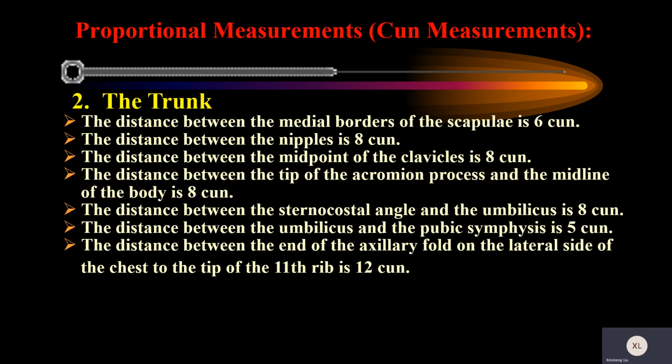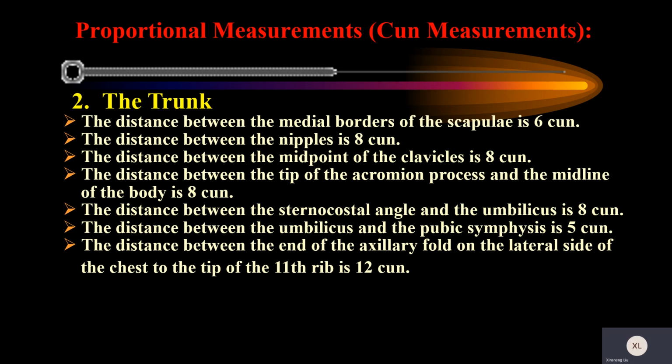Next is the trunk. The trunk has many cun measurements. The distance between the medial borders of the scapula is 6 cun. The distance between the nipples is 8 cun. Remember this: the nipples. It's very accurate especially for men, but for women, if the breast is a little larger, it's not so accurate. The distance between the midpoints of the clavicle is 8 cun. Remember, find the clavicle, right? The distance between the tip of the acromion process and the midline of the body is 8 cun. The acromial process is on the scapula, right? Just one side, 8 cun to the midline.